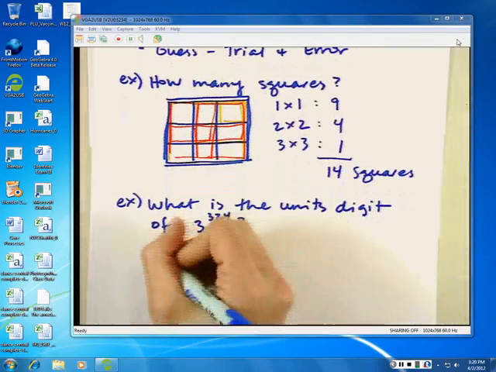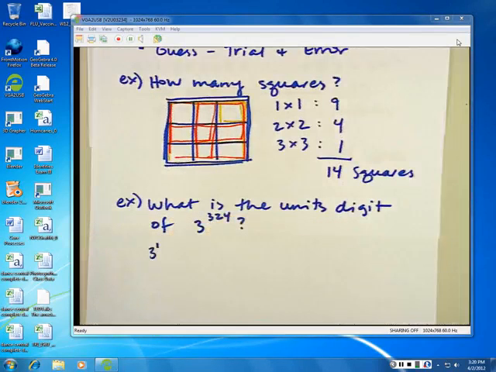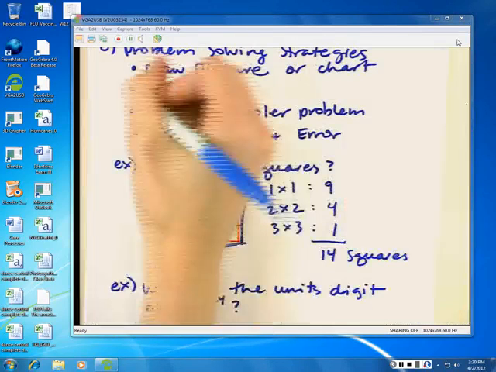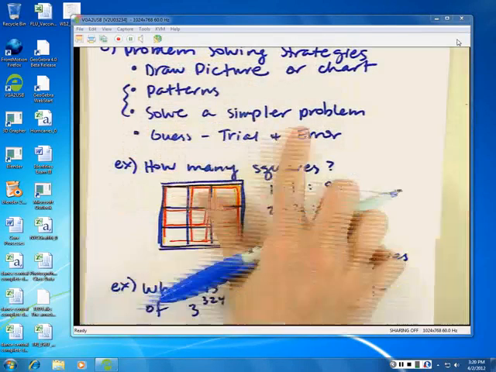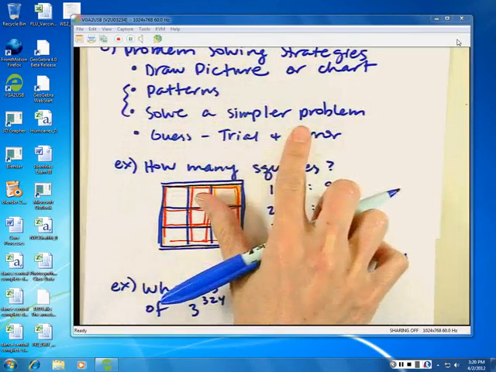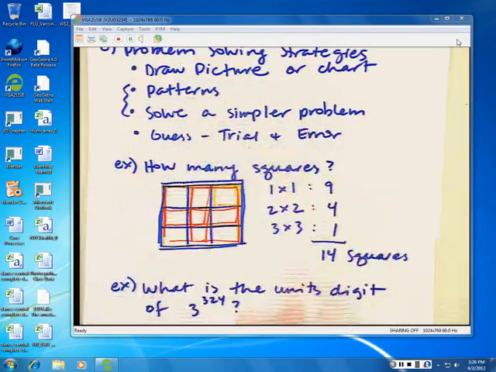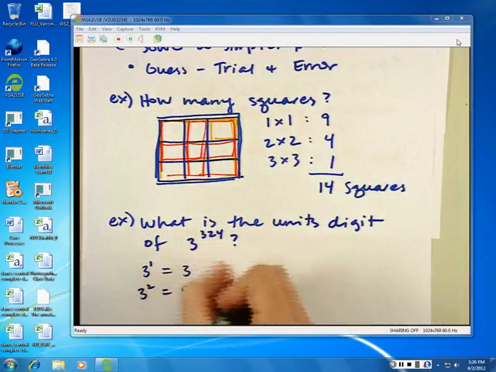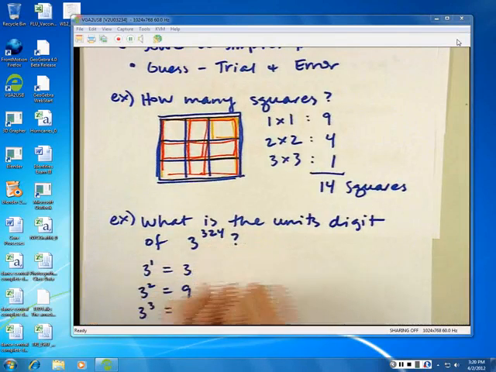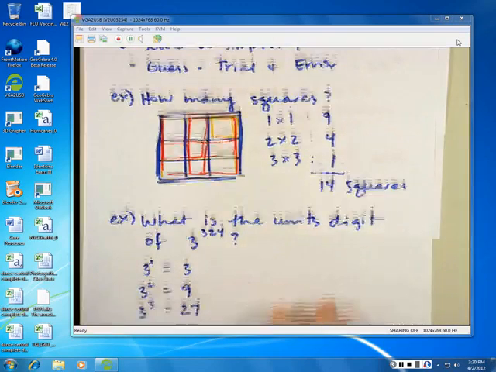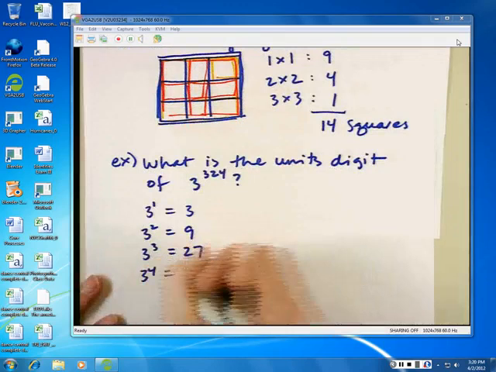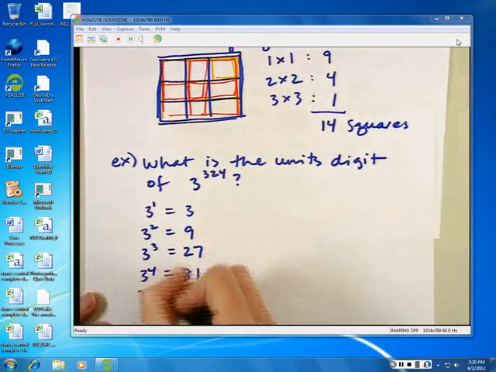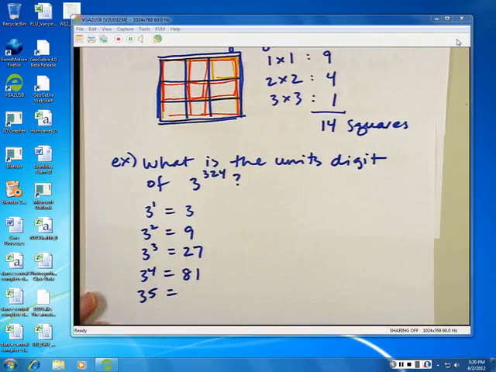I'm going to start solving simpler problems, ones that I can find the units digit for. And as I'm doing that, I'm going to look for a pattern. 3 to the first is 3. 3 squared is 9. 3 cubed is 27. 3 to the 4th power, that would be 9 times 9, that's 81. 3 to the 5th power is 81 times 3, so 3 to the 5th power is 243.